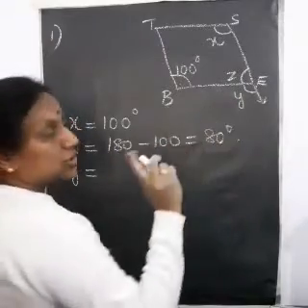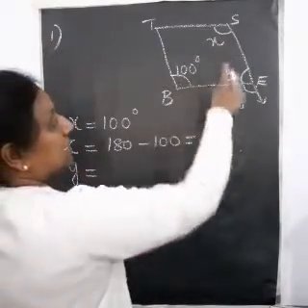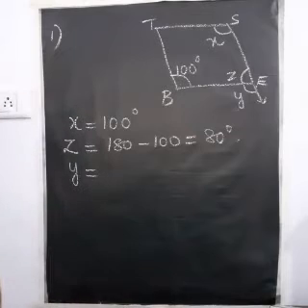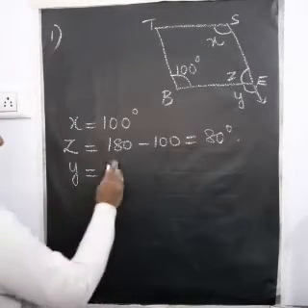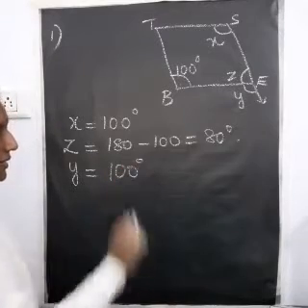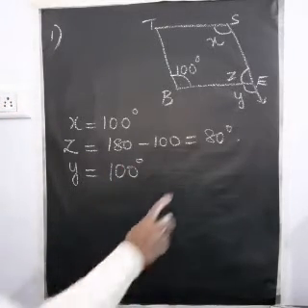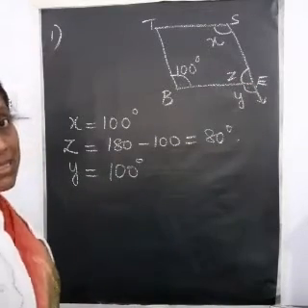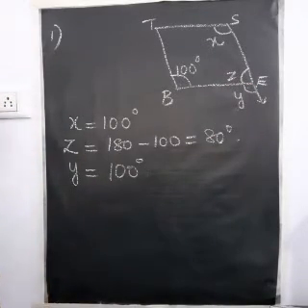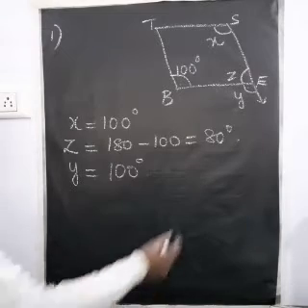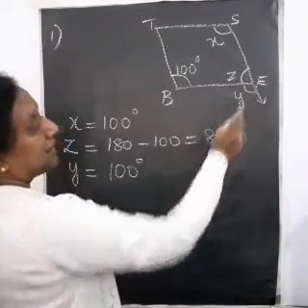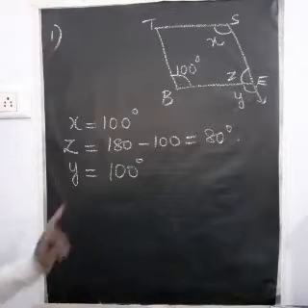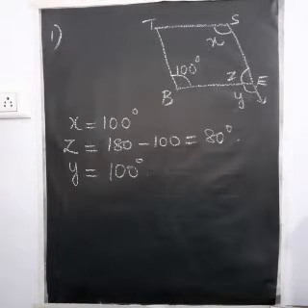Now what is Y going to be? You can find it in two ways. One, X and Y are corresponding angles, so they will be equal. So it should be 100 degrees only. Another way of finding Y: these two angles are linear pairs. Linear pairs means they add up to 180. So if Z is 80, this will be 180 minus 80, which is 100. In both ways, you'll get the same answer. Are we okay with this?